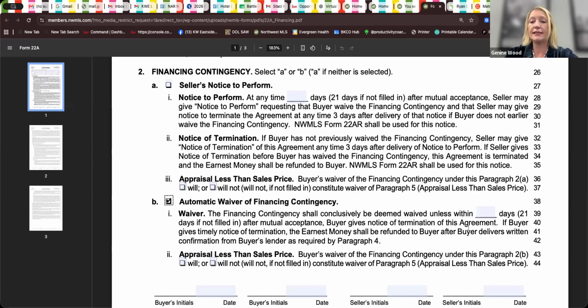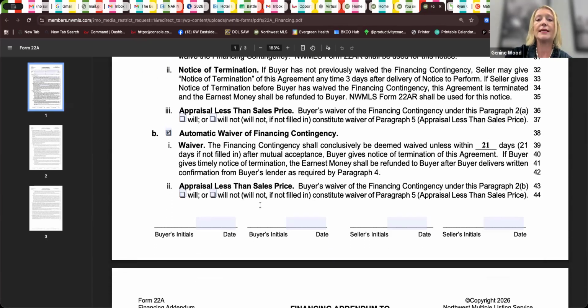2B says, let's say the 21st day, and you have not served the seller termination notice because buyer has been unable to obtain financing. If you don't serve that on the 21st day at 9 p.m., the buyer's financing contingency automatically waives. So that's seller friendly. Again, you have the appraised value, will or will not. Again, the default is will not. That will always stay as a protection for the buyer that it will not automatically waive.